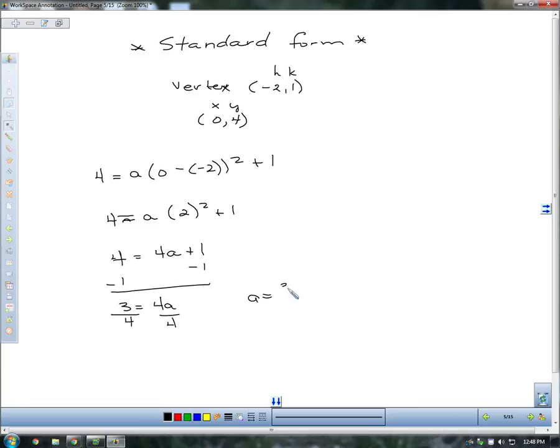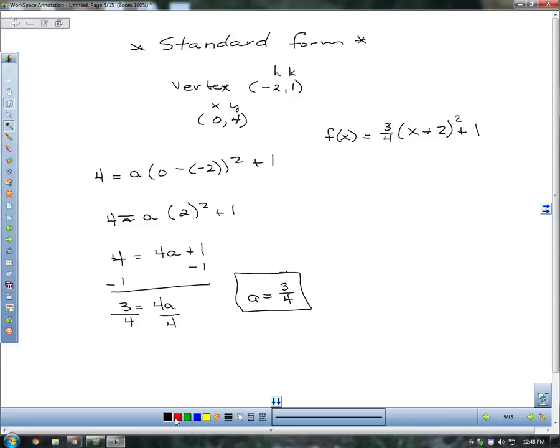A equals 3/4. So, I will plug that back into vertex form, which is f of x equals 3/4 times x plus 2 squared plus 1. This is vertex form. In order to go to standard form, I have to take care of this squared. So anytime you square something, that's like multiplying it by itself. So I'm going to do x plus 2 times x plus 2 in a box. X plus 2 times x plus 2.